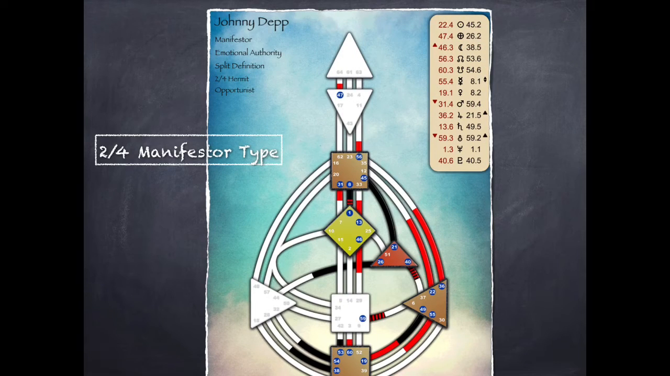When a manifestor has a 2-4 profile, they're called out into opportunities, usually by their network. And because a manifestor moves so quickly, it's important for them to inform the people that they're working with what they're doing so that everybody's on the same page. If they don't do this, there could be some confusion and people not knowing why a manifestor is doing what they're doing. But if a manifestor informs, then everything goes smoother for everyone involved.